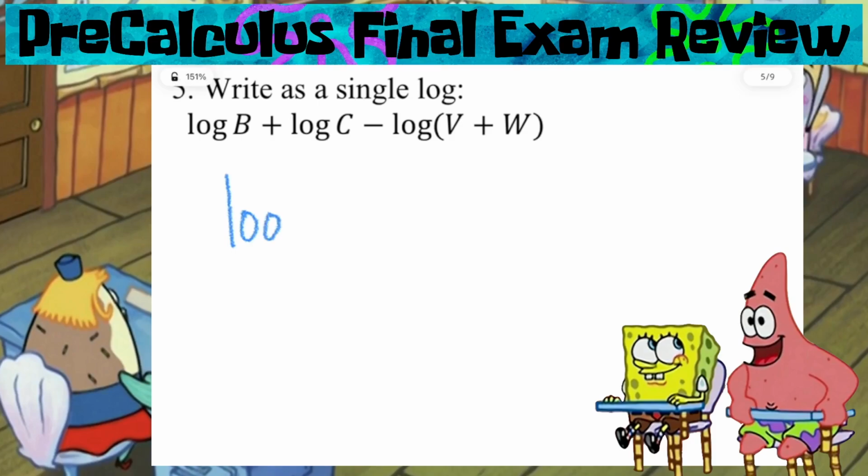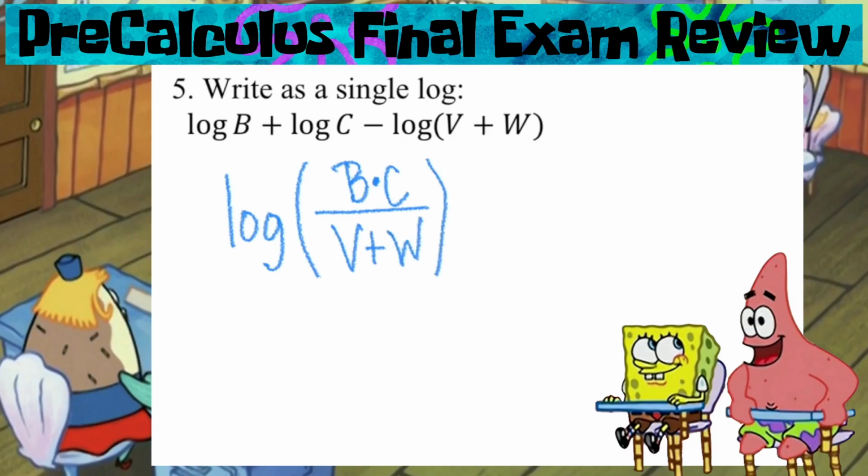Now, log written by itself is really a log with invisible base 10. That is known as the common log. Then from there, the log B plus log C implies addition, which means multiplication, and the subtraction symbol implies division, the quotient property. So I will draw a fraction bar. My numerator will be B times C, and my denominator will be V plus W.